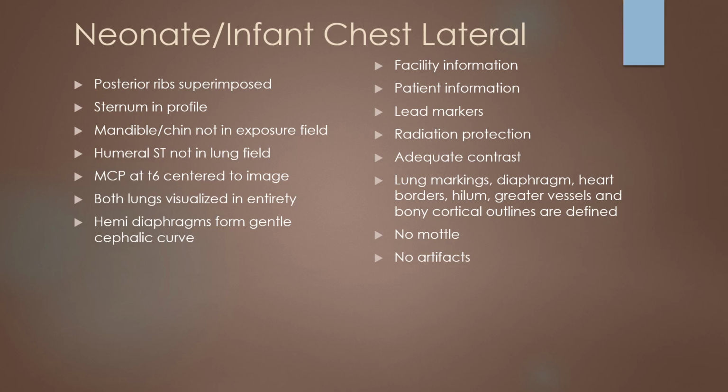When we finally evaluate our neonate or infant chest, usually with these they're going to be done supine on the table and then rotated into like a lateral decubitus to accomplish this. For this, if we have a correctly positioned mid-coronal rotation, we're going to get posterior ribs superimposed and a sternum in profile. Remember those tricks. If we see heart in front of the sternum, that would mean the left side is rotated forward. Heart and air in front of the sternum, that means the right side is rotated forward.